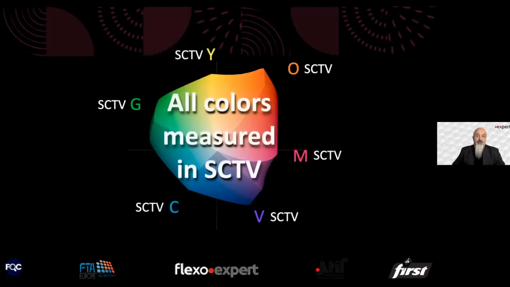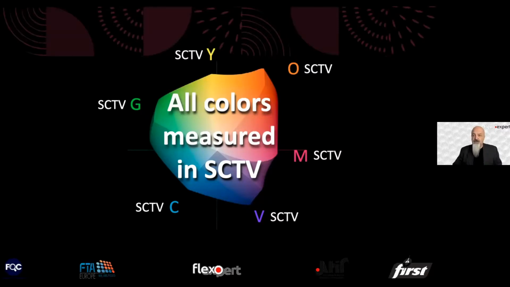Well, yes. Now we should well consider adopting SCTV for all colors, including process cyan, magenta, yellow, and black, rather than switching back and forth through different measurement formulas on our measurement devices, because you have to change your settings every time. So if you print expanded gamuts, why not use SCTV for all colors? Because we can do that.